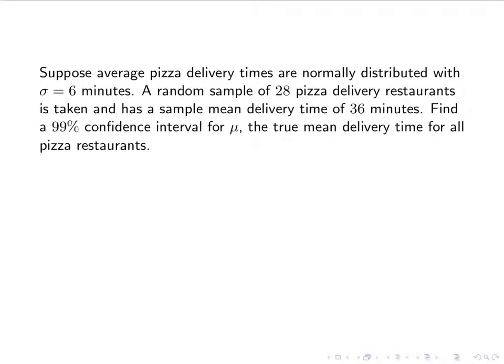So let's try another example. Suppose that average pizza delivery times are normally distributed, with sigma being 6 minutes. A random sample of 28 pizza delivery restaurants is taken, and a sample mean delivery time was found to be 36 minutes. Find a 99% confidence interval for mu, the true mean delivery time for all pizza restaurants.